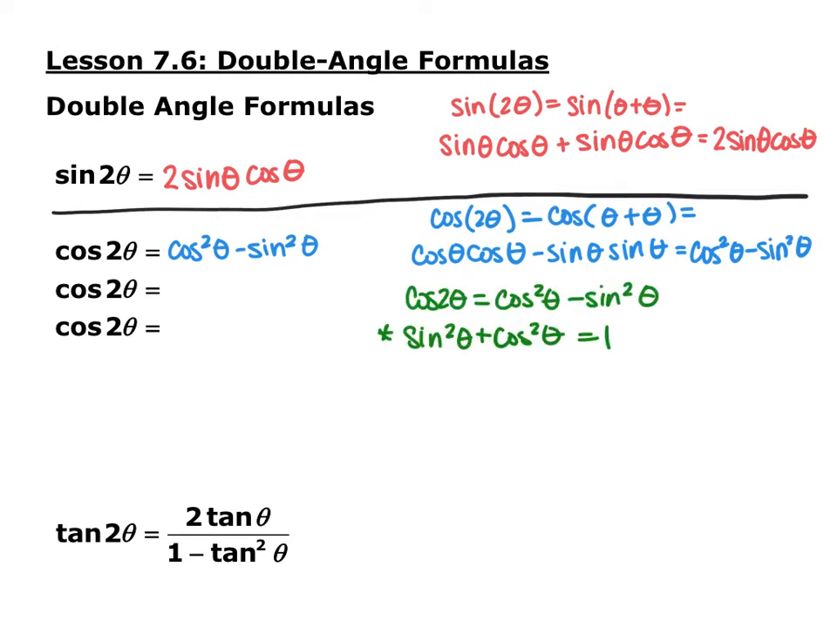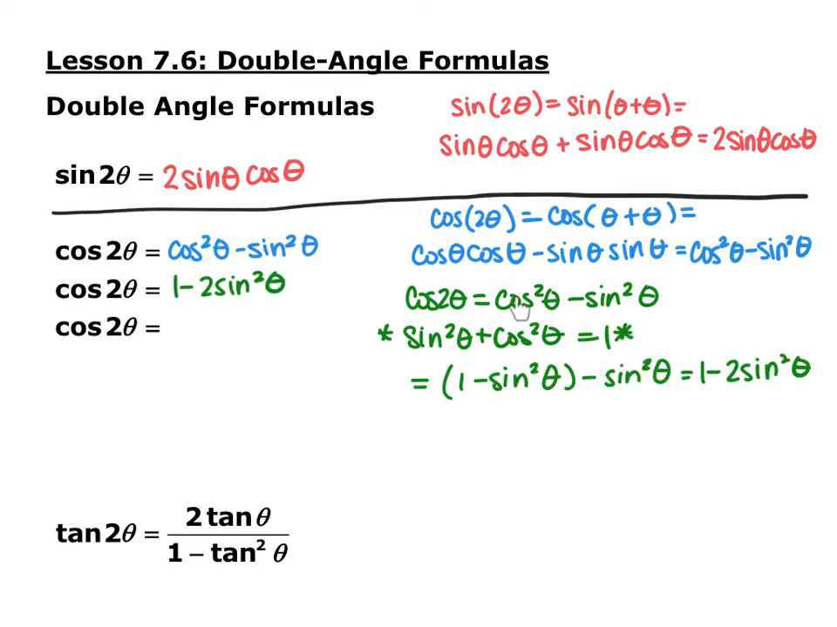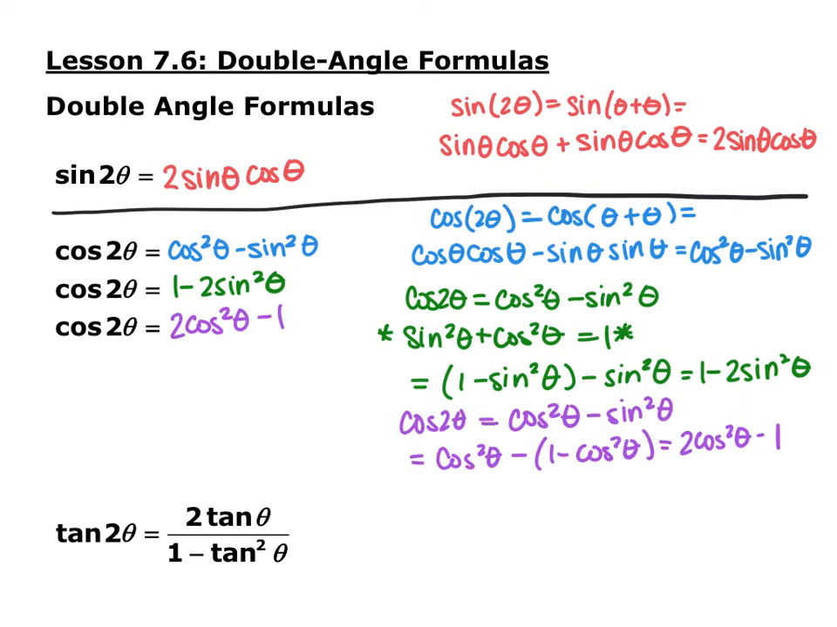If we remember, sine squared of theta plus cosine squared of theta is equal to 1, so we can use this to derive 2 other versions of our cosine double angle formula. So I took cosine squared theta minus sine squared theta, and I used the fact that sine squared theta plus cosine squared theta is equal to 1, and solved this for cosine squared. If I replace cosine squared with 1 minus sine squared, another version of our double angle formula is 1 minus 2 sine squared of theta. And if you do the same thing but replace sine squared with 1 minus cosine squared, another version of the cosine double angle formula is 2 cosine squared theta minus 1.